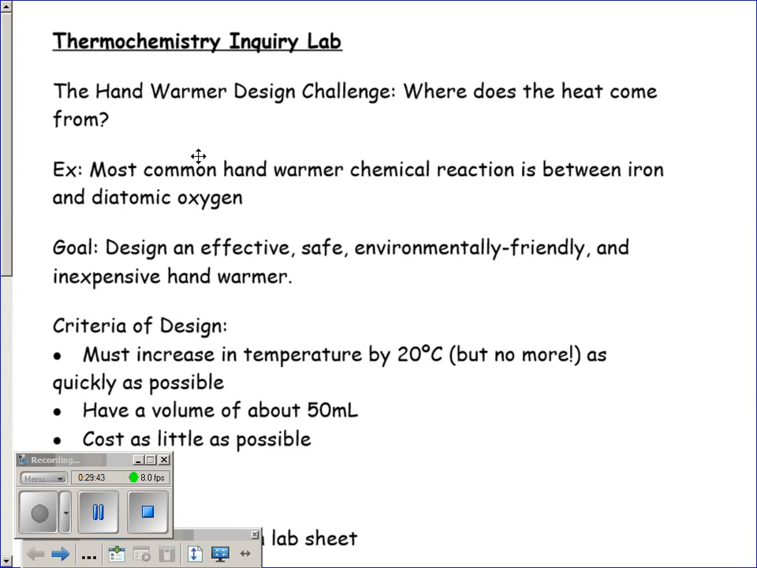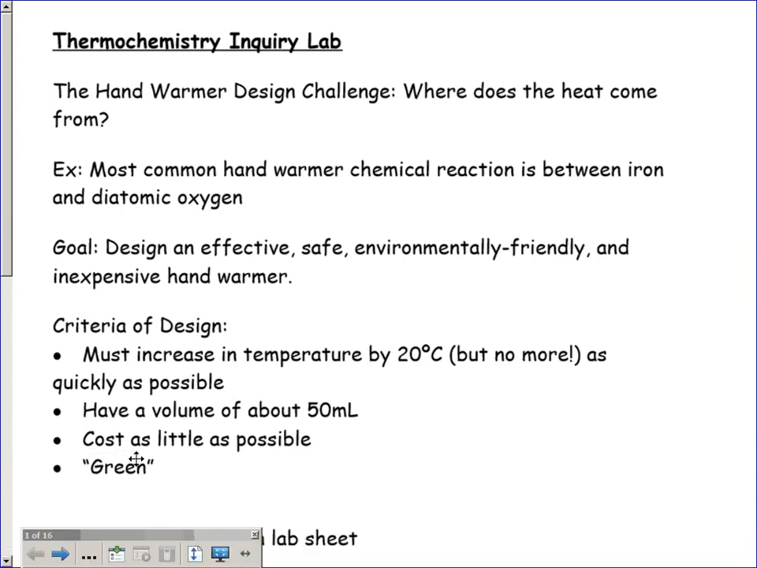Okay, the challenge has begun. You have a specific set of instructions here, the criteria that must apply. It has to be safe, environmentally friendly, inexpensive. So you're going to be looking at aspects of that, looking at MSDS sheets for each of the chemicals you are assigned, because you're only going to be assigned four. And it can't be huge, like we can't be carrying a barrel in a book bag with the hand warmer. It's going to be small, like 50 milliliters maximum. It costs as little as possible, being green.